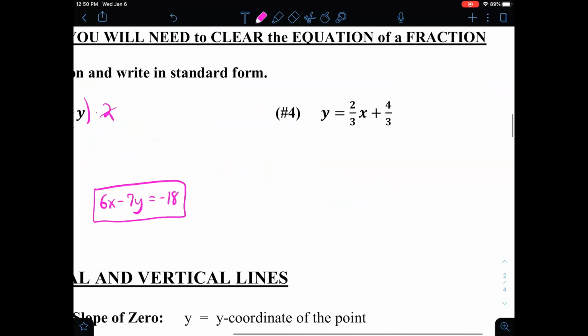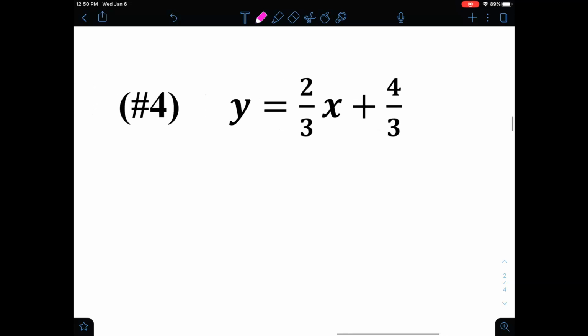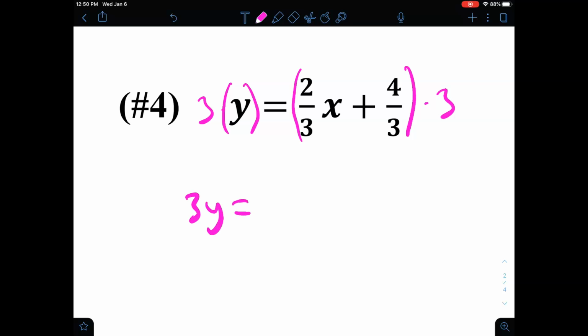All right, number 2, we have y equals 2/3 x plus 4/3. What's the least common denominator we're going to multiply by to cancel everything? We're going to multiply both sides by 3. So we're going to get 3 times y is 3y. And then the 3's are all going to cancel. We distribute the 3 to both of these.